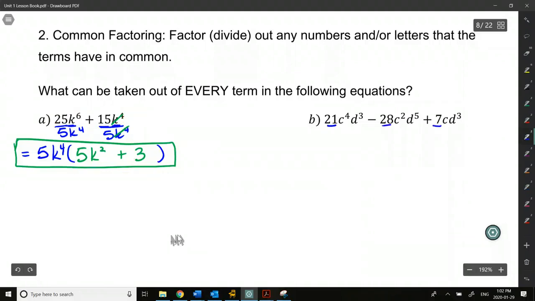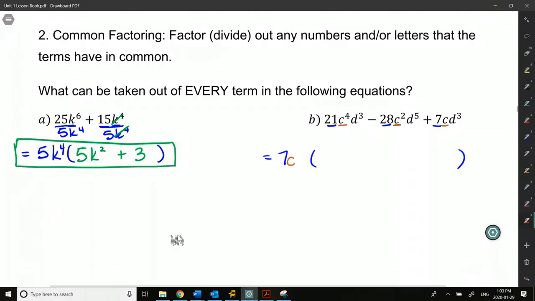21, 28, and 7. Is there something I can divide out of all of those? 7? Okay. What's the maximum number of c's that I can take out from every term? 1. It will always be the one with the lowest, so there's only 1 in the third term, so I can only take out 1. And maximum amount of d's? Yes, we can take out 3. So you're going to divide each term by 7cd cubed.